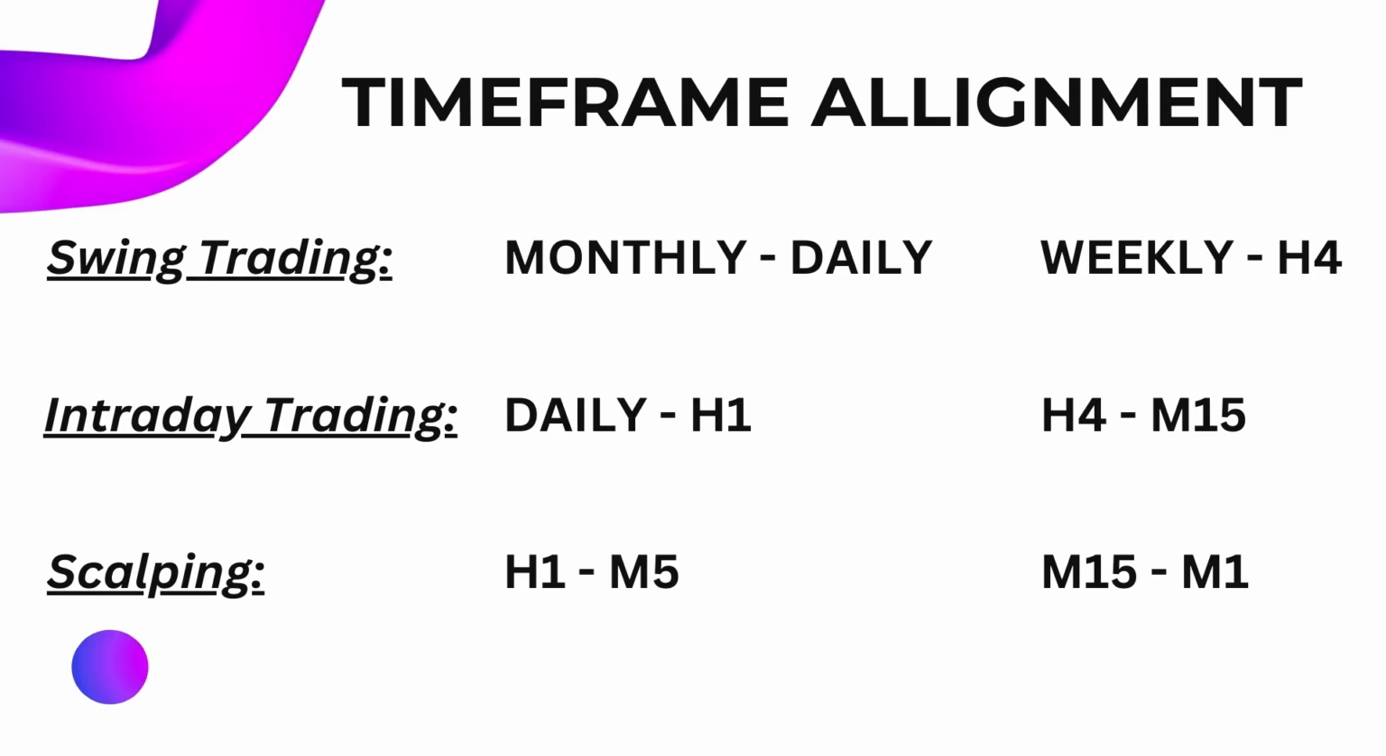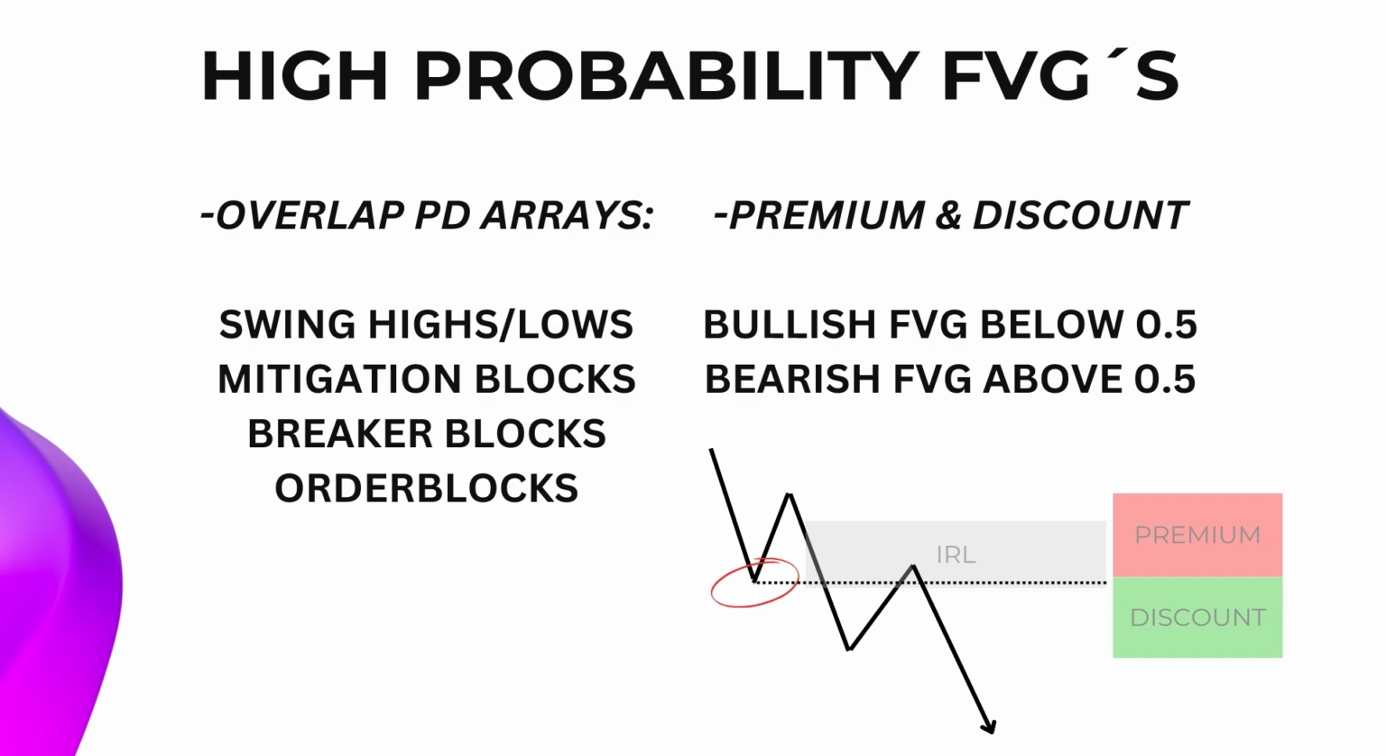So time frame alignment: for swing trading, we use the monthly and the daily, weekly and the 4 hour. For intraday trading, the daily and 1 hour, H4 and M15, and for scalping we are using the H1, M5 and M15 to M1. High probability FVGs, we need overlapping PD arrays like swing highs, swing lows, mitigation blocks, breaker blocks, order blocks. We need to overlap with these PD arrays at a FVG.